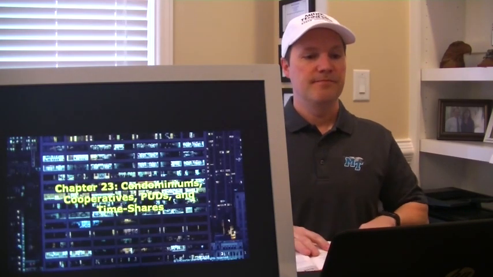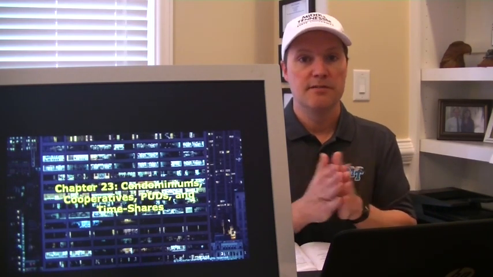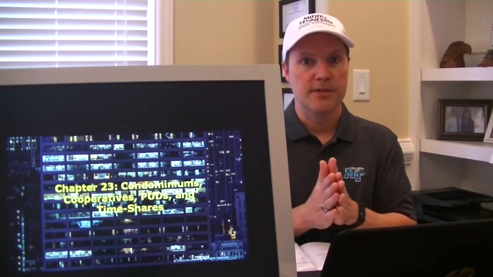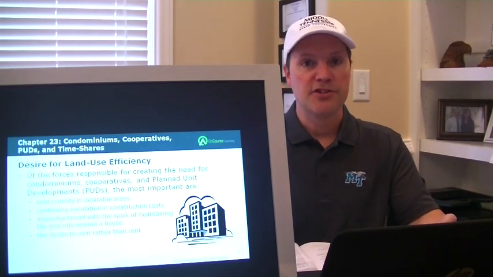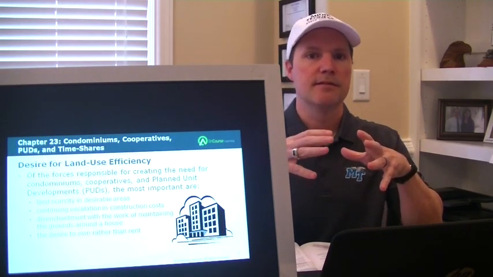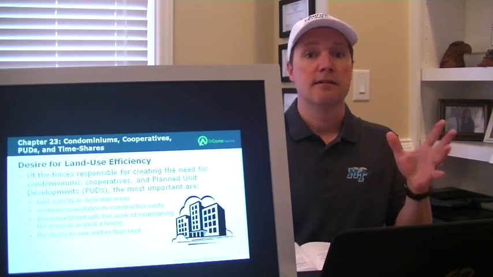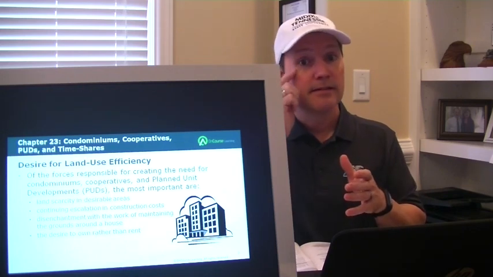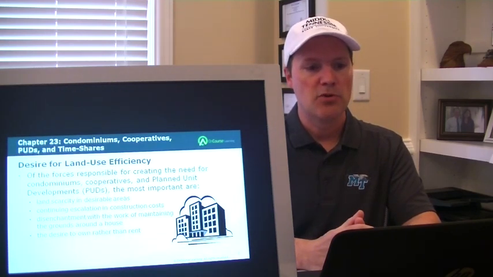So this chapter 23 is what a lot of people live in right now: condominiums, cooperatives, PUDs, planned unit developments, and timeshares. Okay. Desire for land use efficiency. They're trying to do a carbon footprint that is less than a big subdivision that has many houses all over, taking up all the land. They say, hey, let's do efficiency, especially in the big cities. They have everybody together. Of the forces responsible for creating the need for condominiums, cooperatives, and planned unit developments, PUDs, the most important are land scarcity in desired areas.